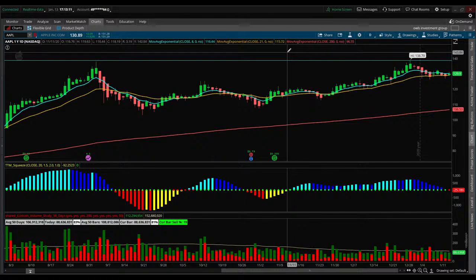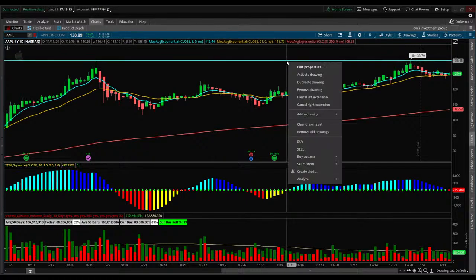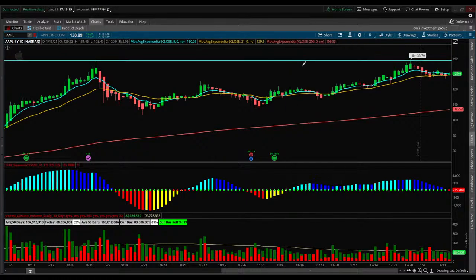Now what I can do is right click, edit properties. Okay, now you guys see, oh, it's not popping up. That's annoying. Let me do this. Okay, you can see it now, right?